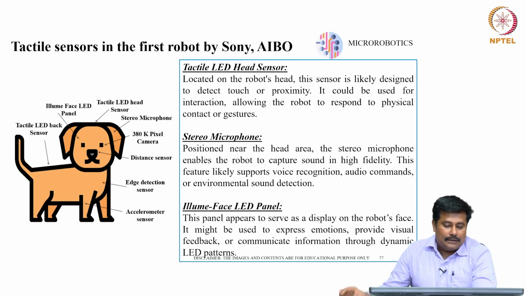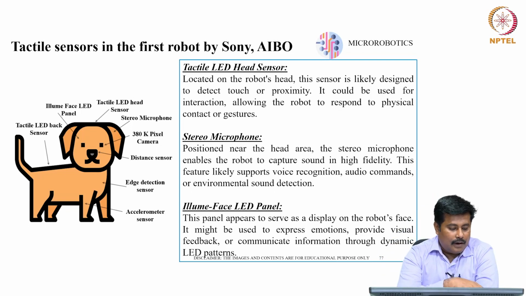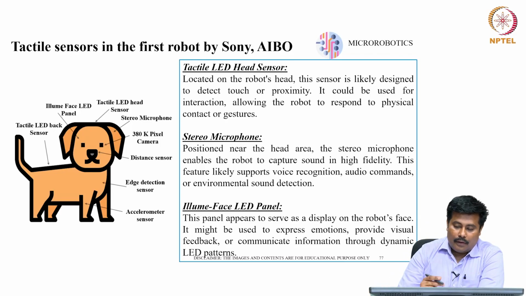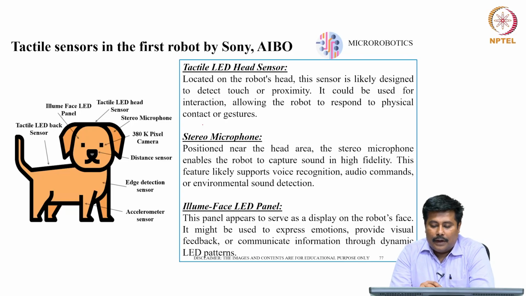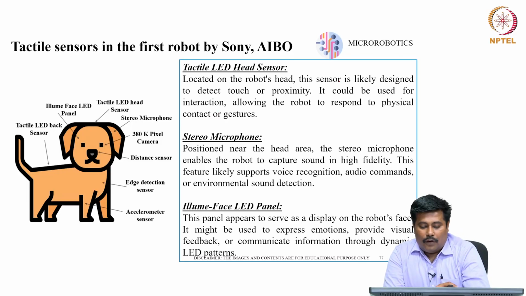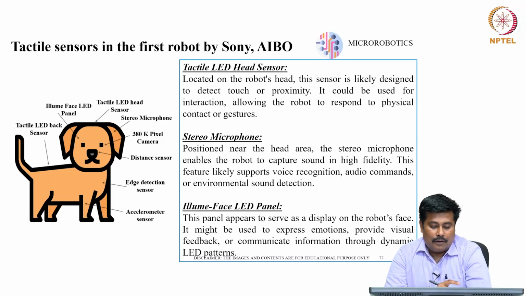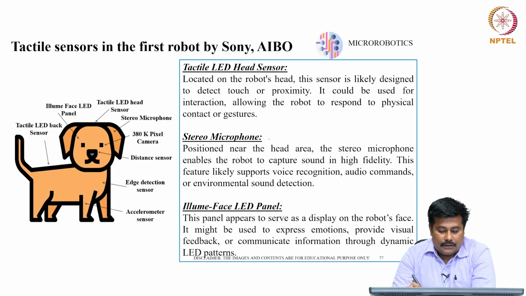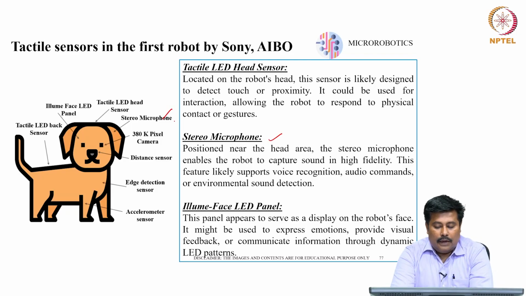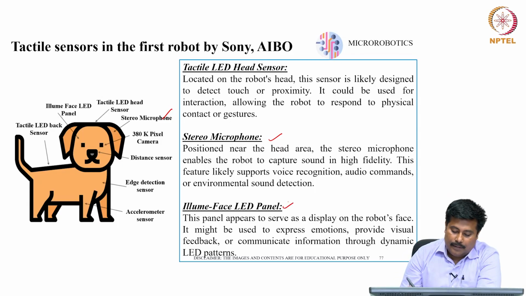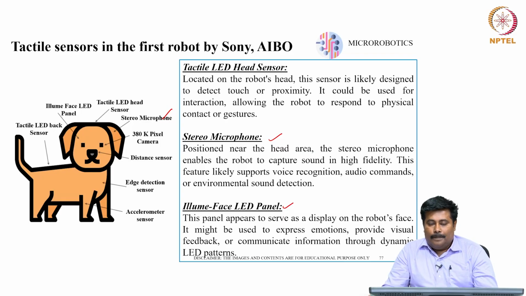This is a kind of tactile sensor in the robot, which has a tactile LED back and a LED head sensor. This is located on the robotic head, and this sensor is likely designed to detect touch or proximity. So, it can be used for interaction, allowing the robot to respond to physical contact gestures. Then there is a stereo microphone, which is positioned near the head area. The stereo microphone enables the robot to capture sound in high fidelity. These features likely support voice recognition and audio commands or environmental sound detection. With reference to face detection, there is an illuminated face LED panel. This panel appears to serve as a display on the robot's face.